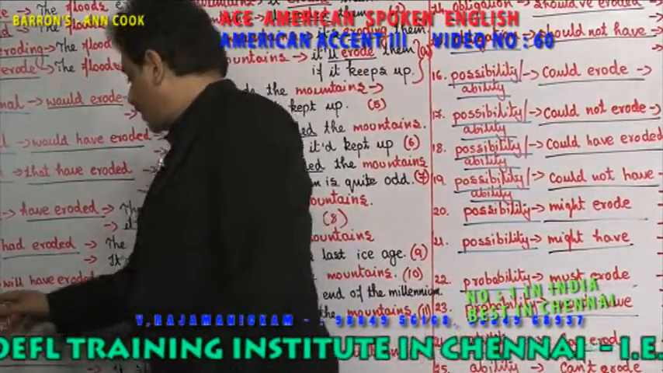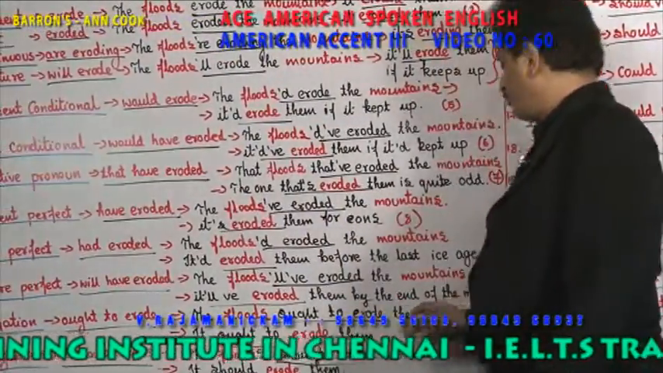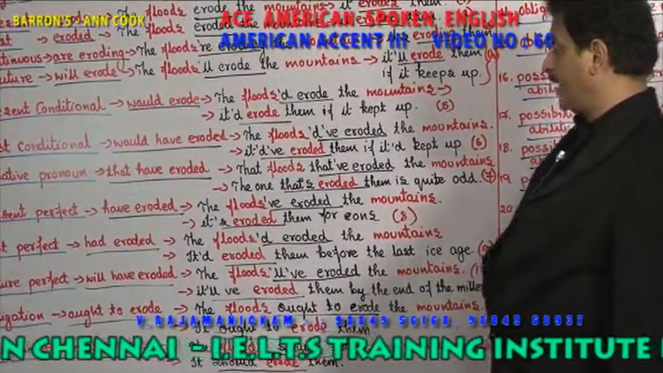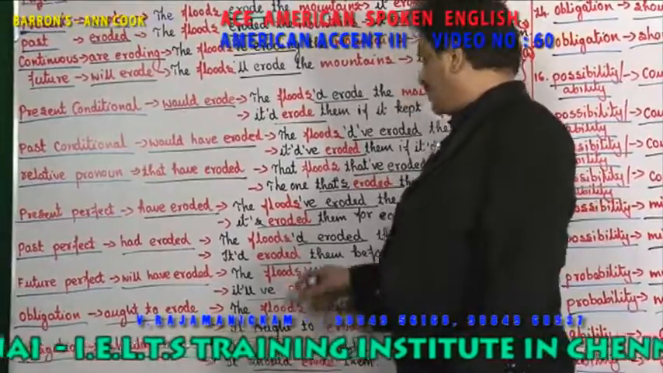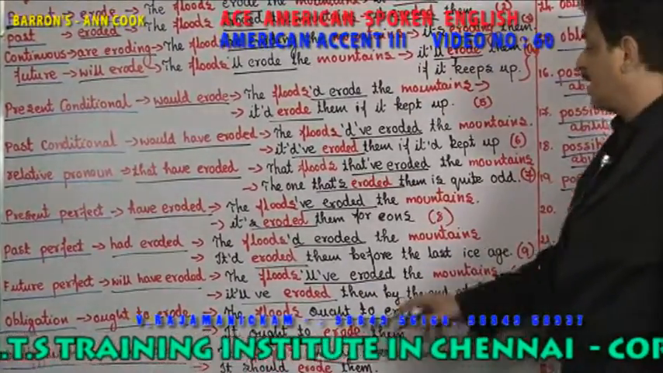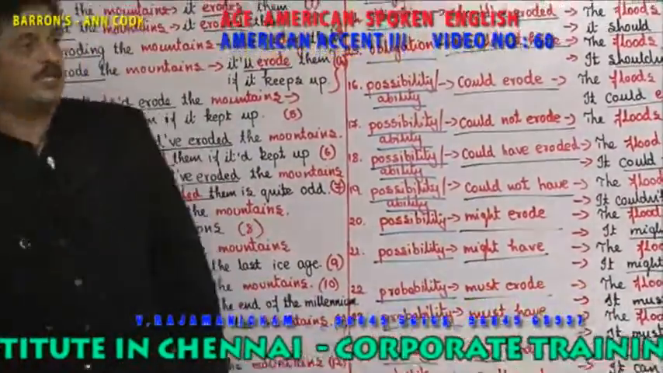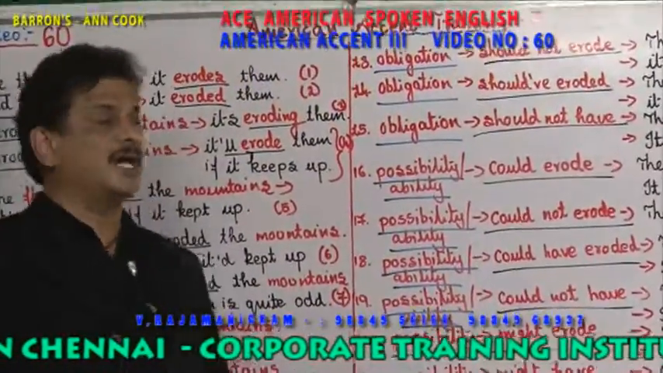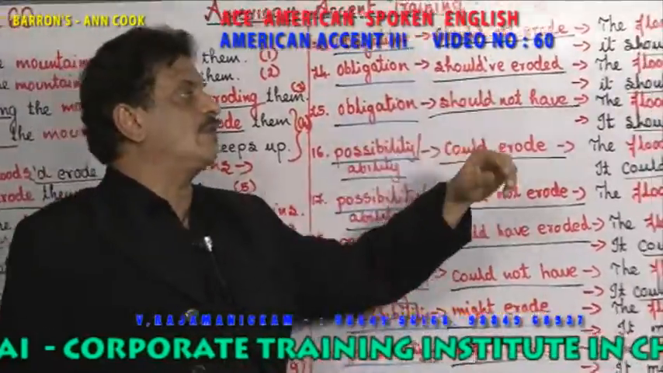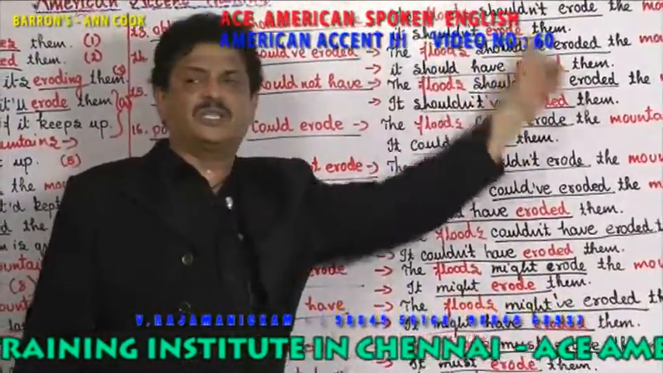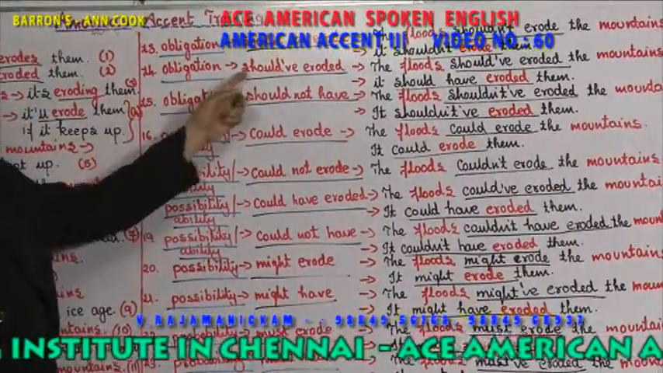Ought to erode, obligation. The floods ought to erode the mountains. It ought to erode them. Obligation: should erode. The floods should erode the mountains. It should erode them. So when nouns are there, nouns are stressed. When instead of nouns a pronoun comes, the verbs are stressed. Obligation: shouldn't erode. The floods shouldn't erode the mountains. It shouldn't erode them. Now obligation: should have eroded.